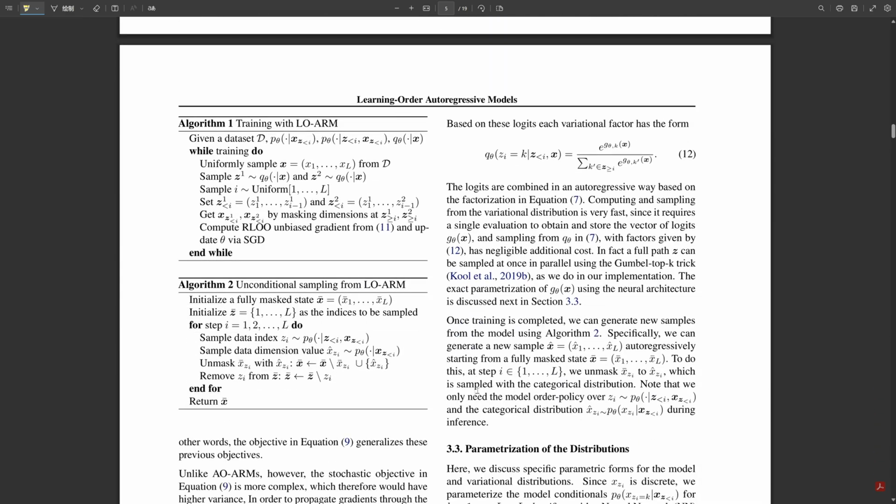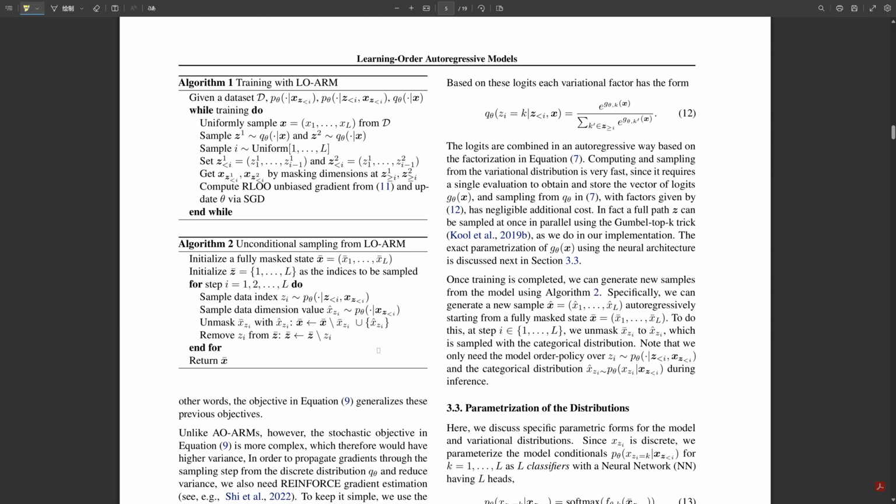Now, training this involves maximizing the log likelihood of the data, but because the order z is latent, you technically need to sum over all possible orders. Which is that L! problem again. Exactly. Right. So the standard approach: use variational inference. They introduce another distribution, a variational distribution, q.